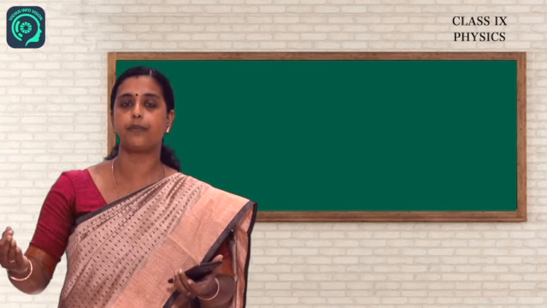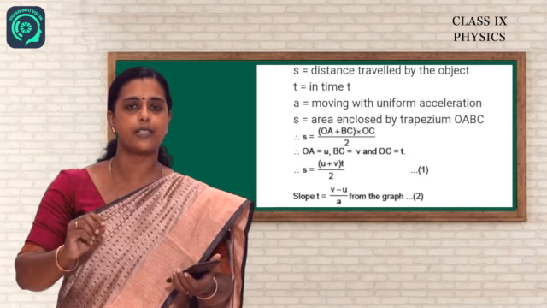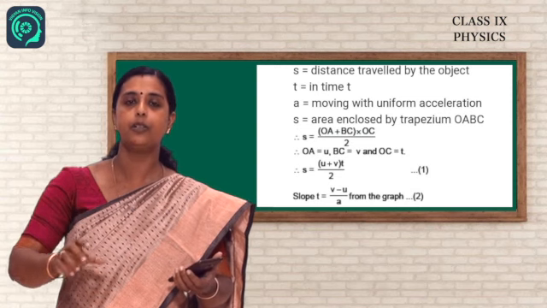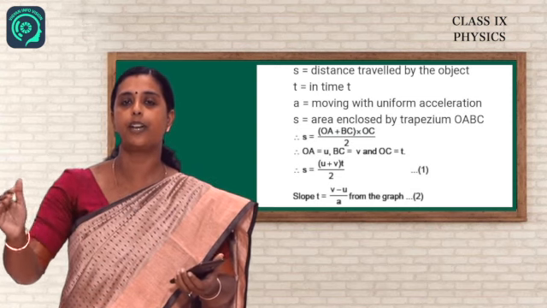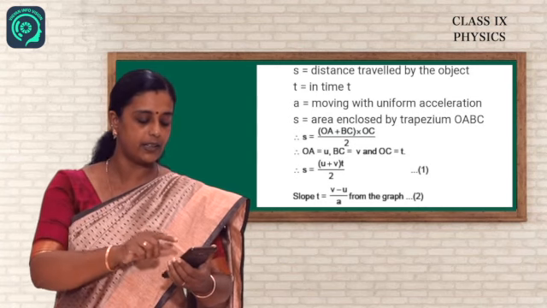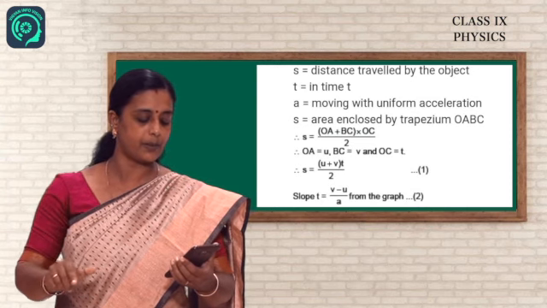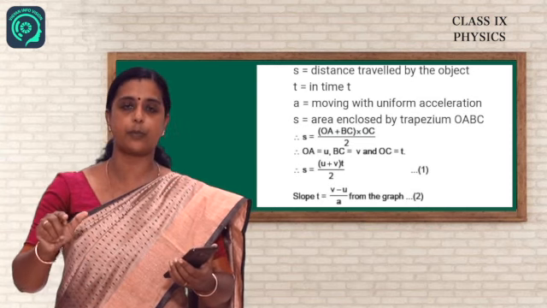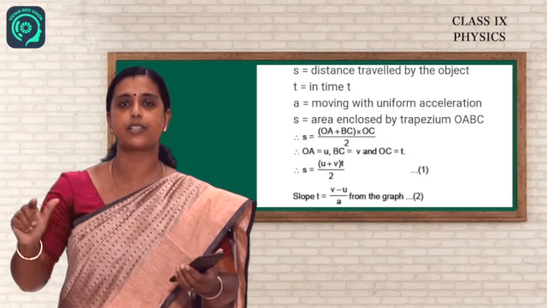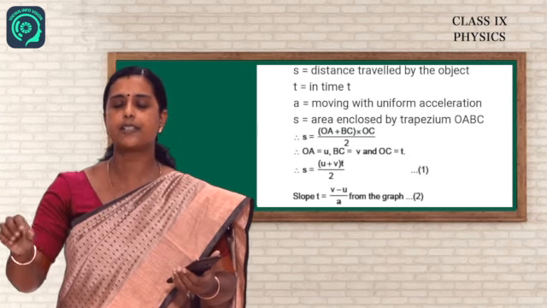In the third equation, we are considering the region below the graph as a trapezium. What is the area of the trapezium? Area of the trapezium is given by half into sum of the parallel sides into the distance between them. What is that? It is half into sum of the parallel sides, given by OA plus BC, which is equal to u plus v, into what is the adjacent side? It is OC, that is t. So, half into u plus v into t. What is this t?